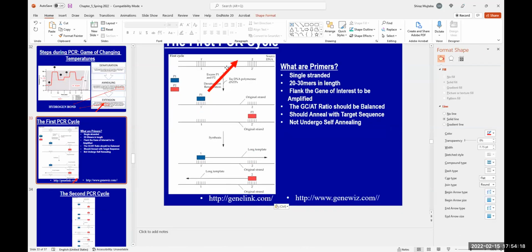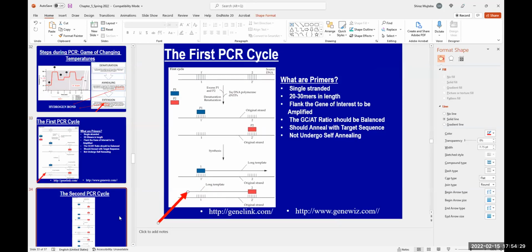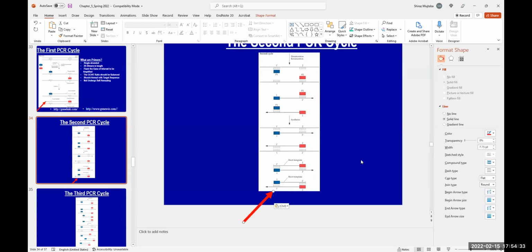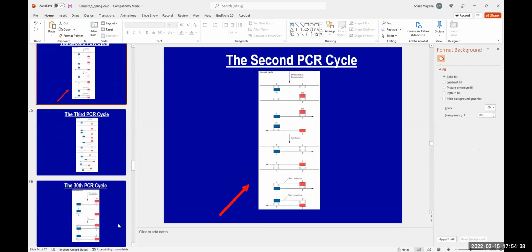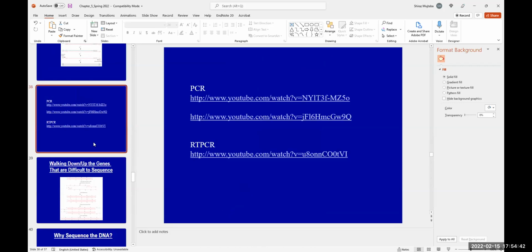And this is the parent DNA. It separates, the primers bind, P1, P2, the first cycle, the second cycle, and then it keeps on going for many cycles. In 1 hour or 2 hours, it can generate millions of copies. I feel I explained it as much as I could.